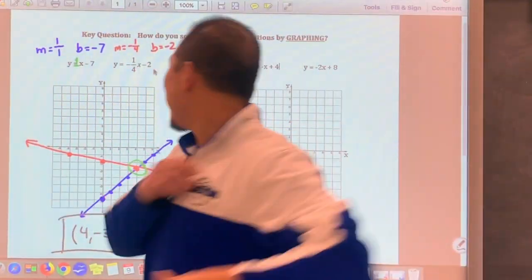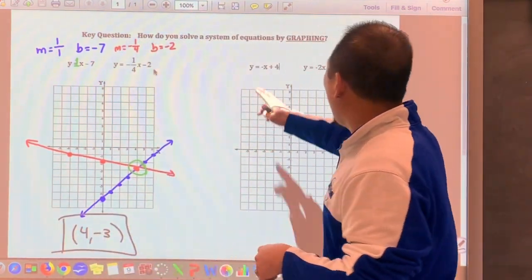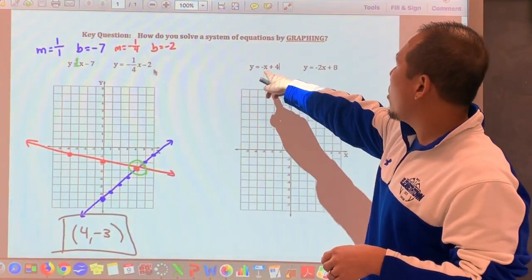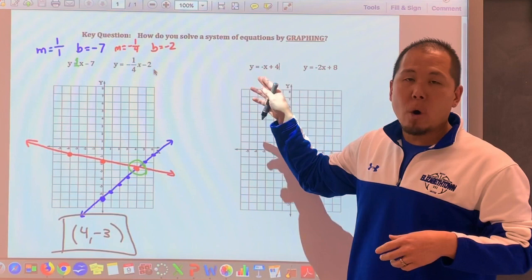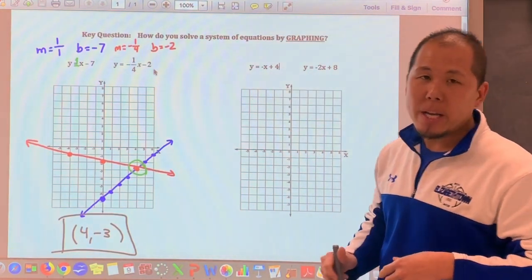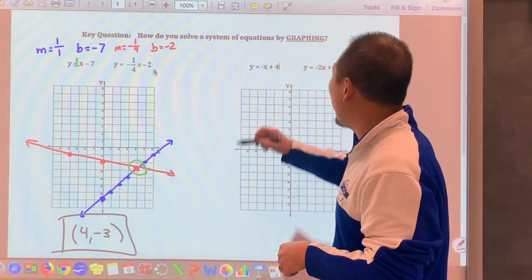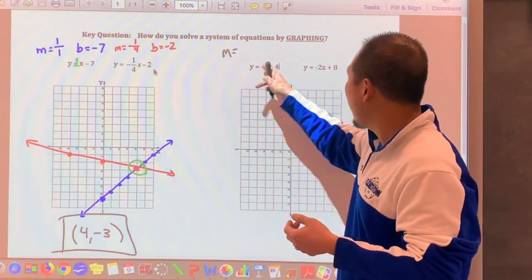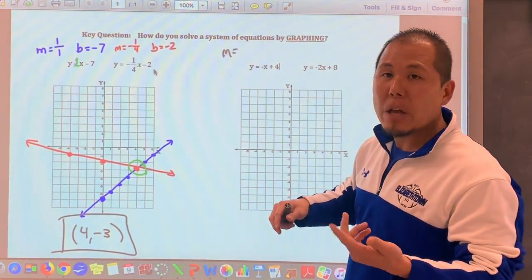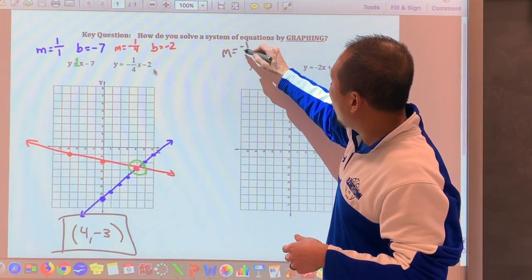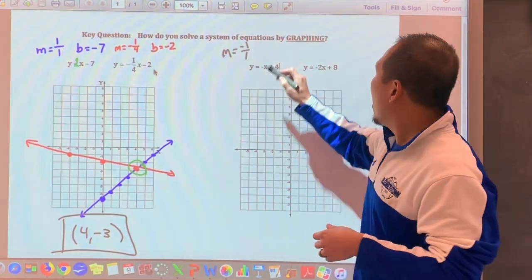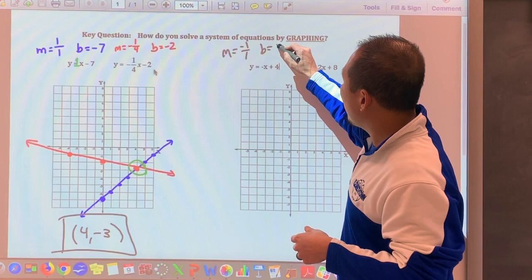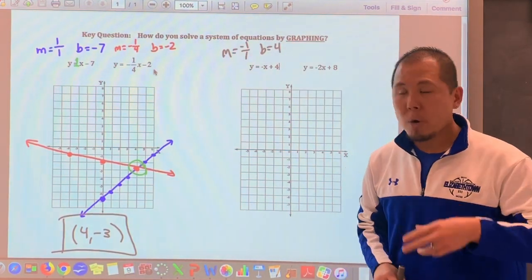All right, coming back at you, we're going to solve problem number 2. Number 2 is y equals negative x plus 4. I know there's a little dash here, but that's really what it is. So let's try to find the m. In this case, remember we talked about there's an imaginary 1 in front, but in this case it's a negative x. So negative 1 over 1 for our m. Our b is going to be plus 4. All right, and we're going to graph that one.